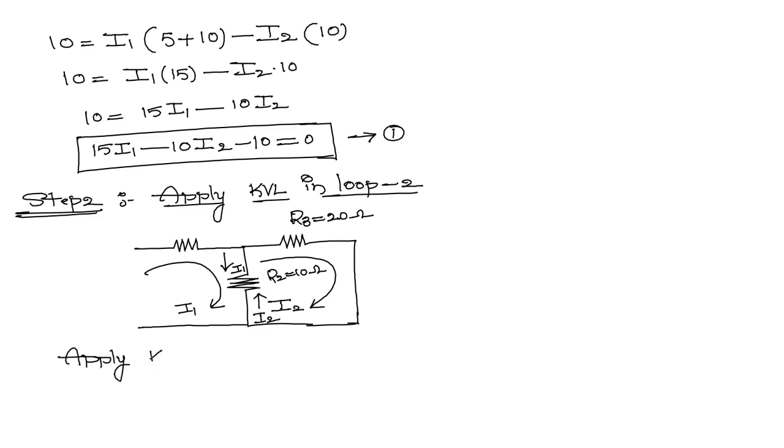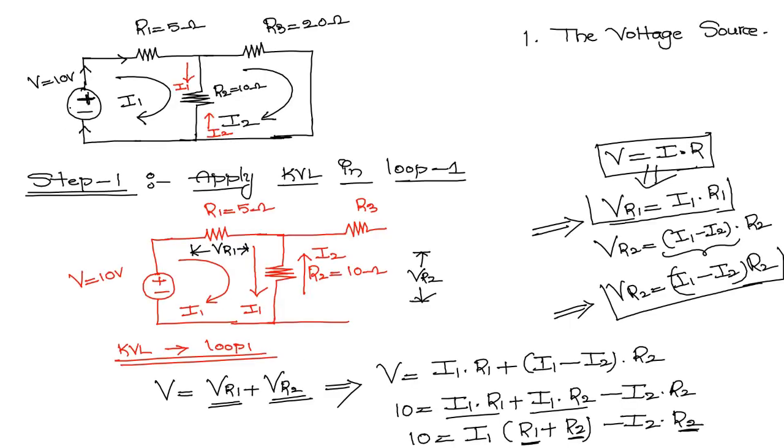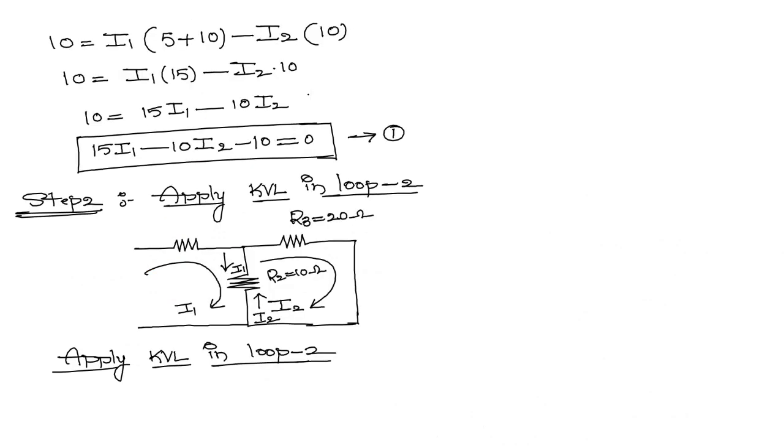apply Kirchhoff's voltage law in loop 2. Now just observe the given network. The voltage source is connected for loop 1 only. Just see here, voltage source is connected for loop 1 only. For loop 2 there is no voltage source connected, so that is the reason why we are not taking the voltage source in the loop number 2.